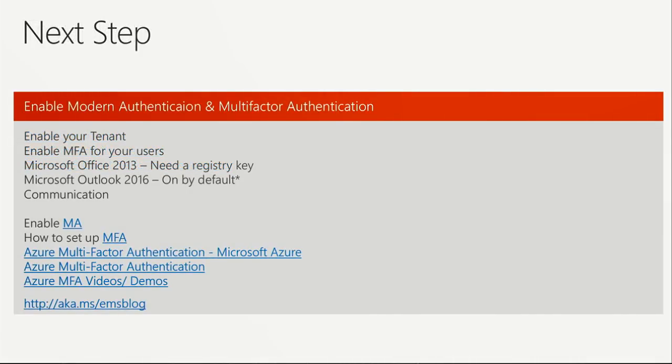So, what will be your next step when you're going home? Well, enable the tenant for modern authentication. Enable multi-factor authentication for the users to strengthen your own environment. And if you have 2013, you have a registry key. And if you have 2016, it's on by default.